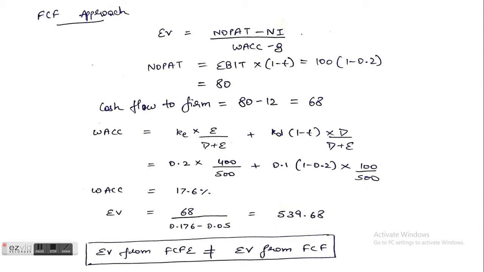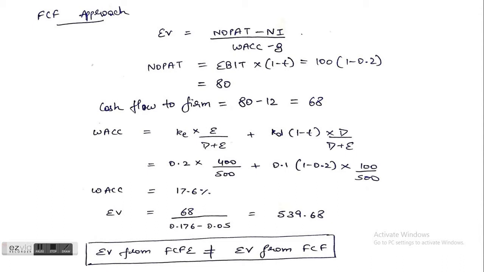Let's quickly calculate the WACC. The formula is already mentioned here. Please note that in free cash flow to firm approach, we provide tax shield in the denominator, which is in the WACC. You see that KD multiplied by 1 minus T, that is the tax shield that is being provided. This gives us a WACC of 17.6%. Calculating EV here gives us a value of 539.68.